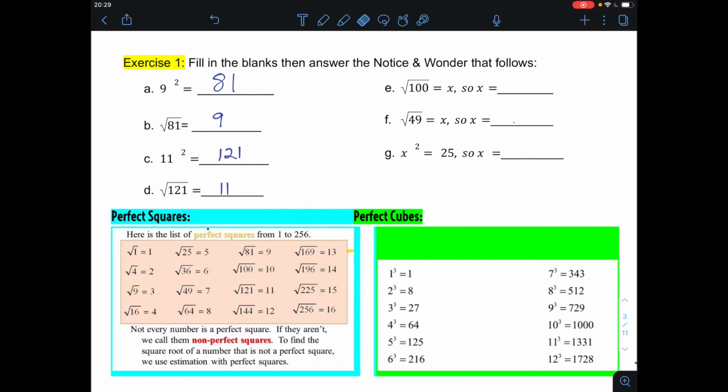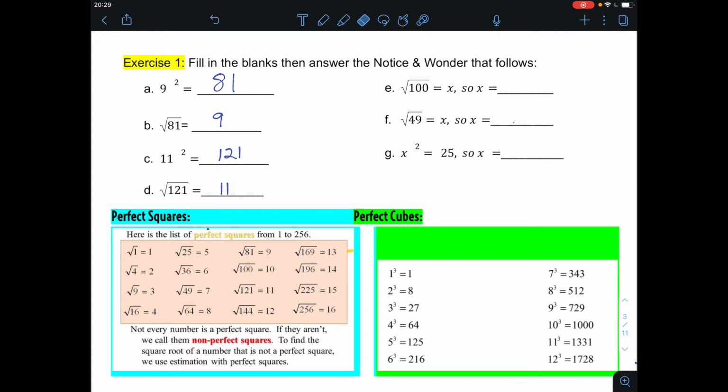I do have some of our perfect squares from 1 squared to 16 squared, or from the square root of 1 to the square root of 256 listed. You can use lists of perfect squares as a reference, just as you could use a multiplication chart to see what numbers times themselves equal the number we are finding the square root of.